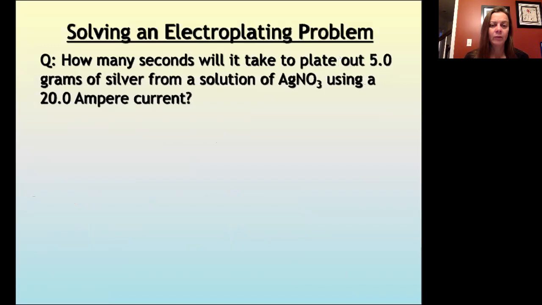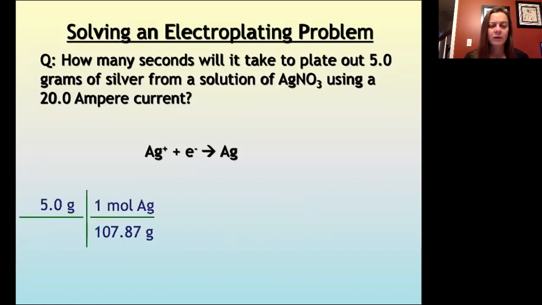Okay, and one more practice problem. Again, these are common questions. How many seconds will it take to plate out 5 grams of silver from a solution of silver nitrate using a 20 amp current? So we have our reduction reaction. Silver ions plus 1 electron makes solid silver. We'll start with our 5 grams of silver, and we're going to convert that to moles of silver using the molar mass. And then we'll convert from moles of silver to moles of electrons. And since this is 1-to-1, that's an easy calculation.